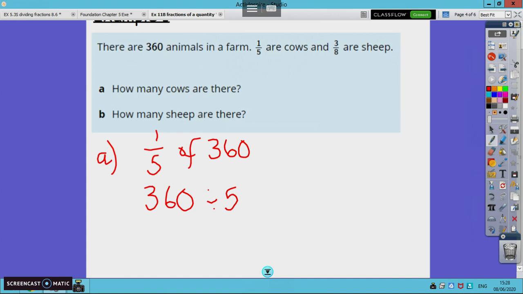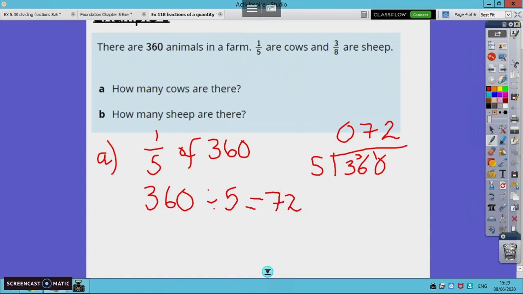If you are not quite sure about doing that in your head, which is fair enough, very big number divided by a very small number, we can do our bus stop division. So 5 into 360. How many times does 5 go into 3? 0. Carry the 3 over. 5 into 36 goes 7 times, remainder 1. 5 into 10 goes twice, so 72. So 360 divided by 5 is 72. Then we just do 72 times 1, because 1 is the numerator, so your answer just stays as 72. So there are 72 cows in the farm.